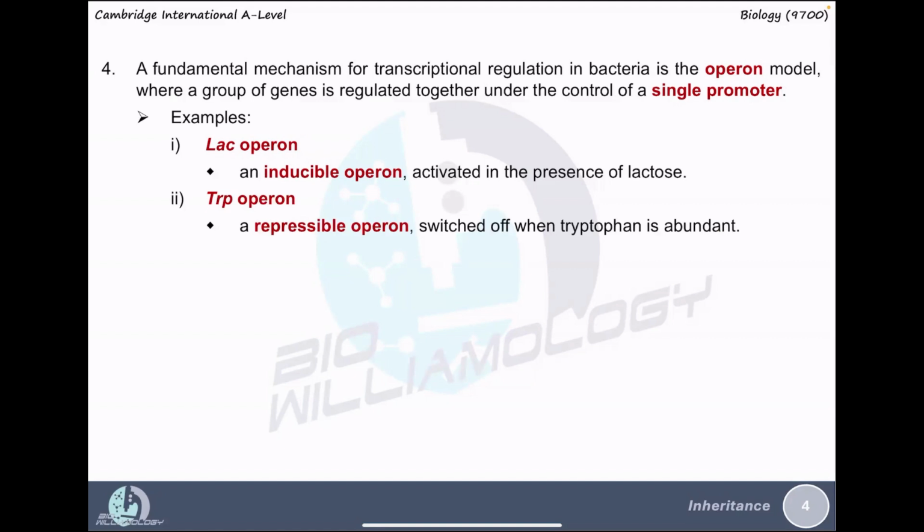Another operon that we are going to look at, but it is not in our syllabus, is the tryptophan operon. Tryptophan operon is a repressible operon. Bacteria will switch it off when tryptophan is abundant.